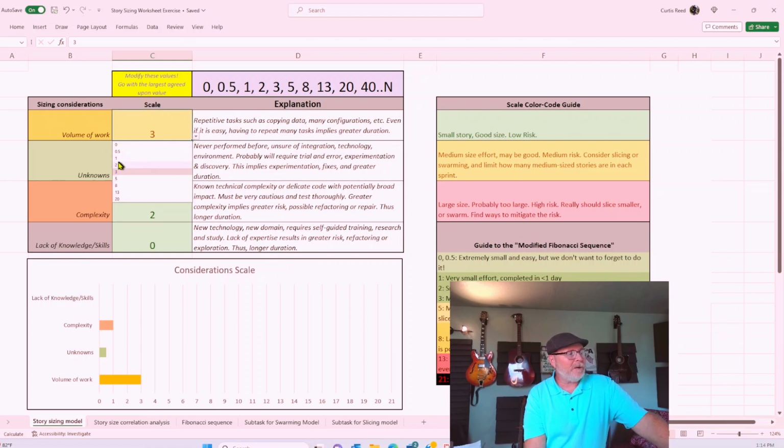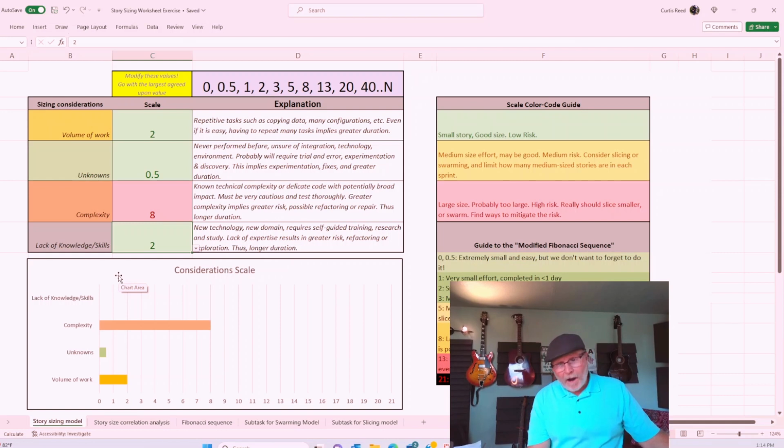All right, this story has probably a fairly small volume of work, almost no unknowns, but the code is fairly brittle or difficult. There's a lack of knowledge. Yeah, this time there's a little bit. It's a new technology we're bringing in. Okay, cool. So this one, again, looks like one you could try in the sprint, but it runs some risk.